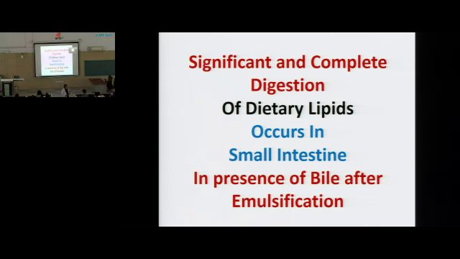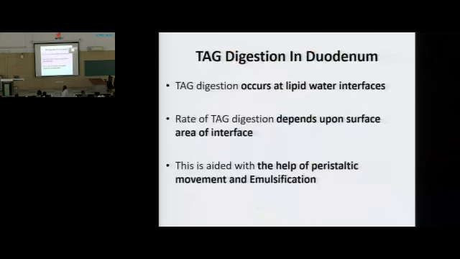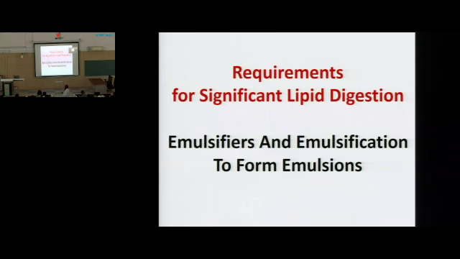Significant digestion of lipids is going to take place in the small intestine, and the reason will be the same. There will be optimum pH, there will be emulsifier, and there will be an emulsification process present in the intestine, and there will be peristaltic movement. Here you have to remember TAG is the major lipid being ingested, so it will be digested. The surface area has to be increased, and this requires the emulsifier.